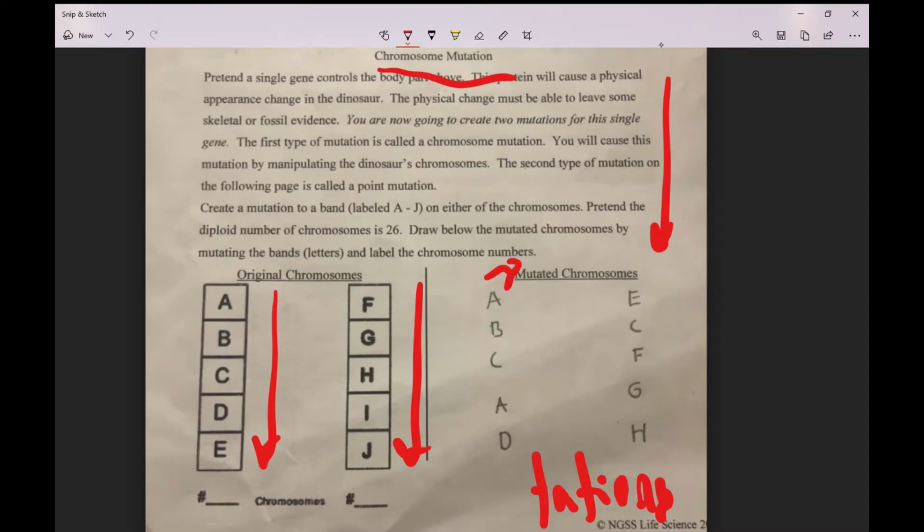Some of the easy ones are insertion and deletion. In this case, our example shows that this person used A, B, C, A, so they did insertion. D, E, insertion, right? So in their mutated chromosome, they did an insertion mutation. And that's all you had to do for that part.